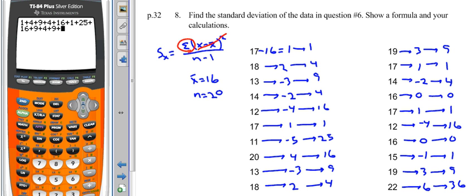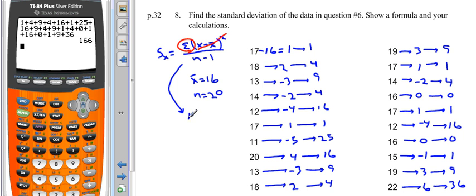Notice we're not adding the original data or the second set, it's that final set of data that we've got. So first we subtract, then we square, and then this list is the list we add. Okay, so now what's on top of this fraction is 166. What's on bottom is n minus 1. N is the number of data points, so I know 20 minus 1, we're good.